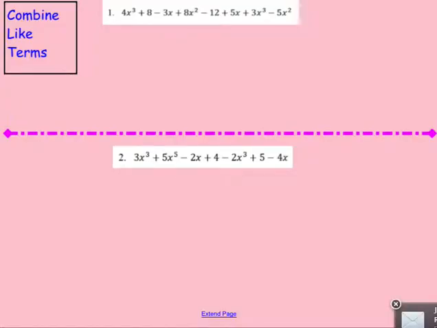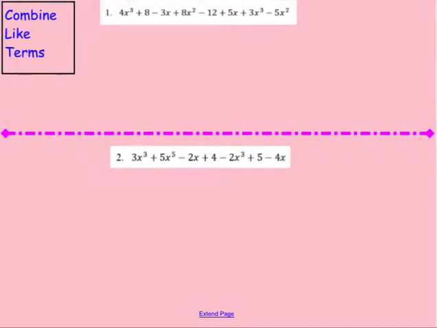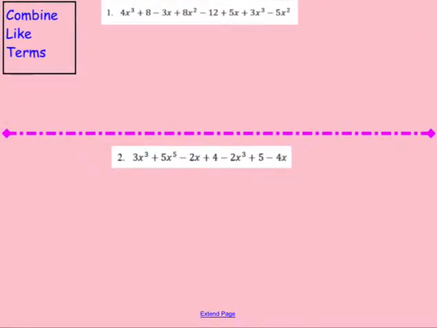Taking a look at the first one, what we're going to do is combine our like terms. So I see that 4x cubed and 3x cubed are my largest exponents. So I'm going to add 4 and 3 together. What I'm not going to do is add the exponents. Remember, when you're adding like terms, you're going to keep the exponents the same.